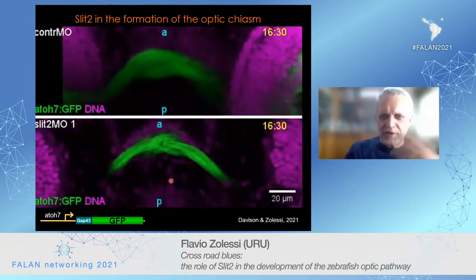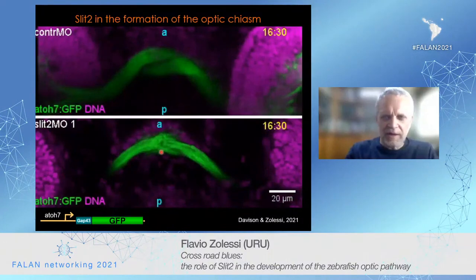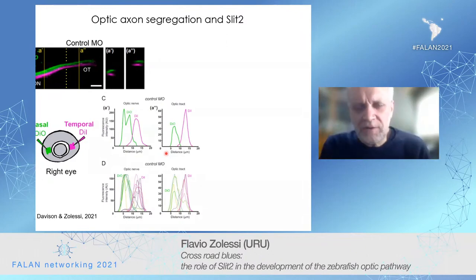So, is this the whole story? Is there anything else? Is there anything else happening? What is going on here in each optic nerve? One way of looking at this is to inject the eye and the O in different regions of the retina, and try to see if there is a differential segregation of axons.